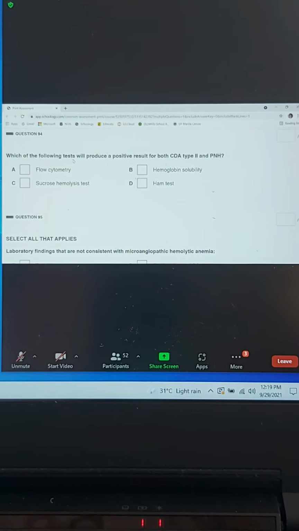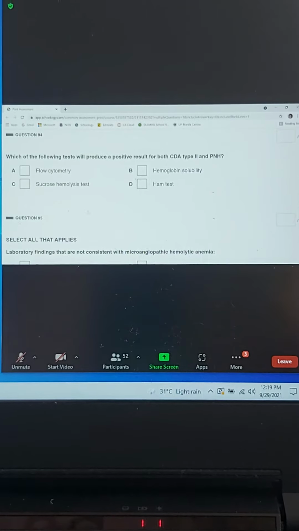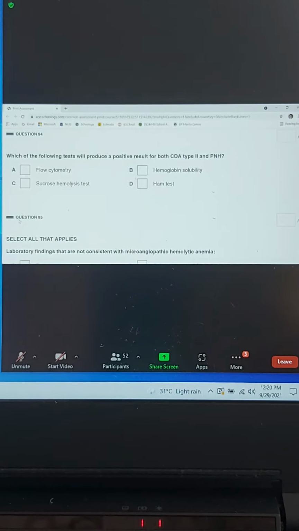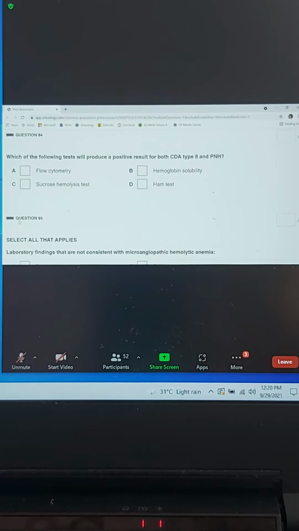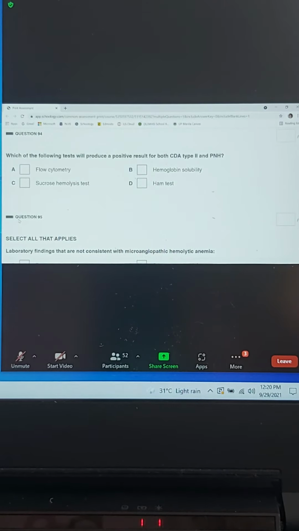94, which of the following tests will produce a positive result for both CDA type 2 and PNH? Letter D, Ham test. Letter D, okay? Kaya nga di ba si CDA, tinatawag din siyang CDA type 2, tinatawag din siyang HEMPAS, di ba? Hereditary erythroblastic multinuclearity with positive acidified serum test.